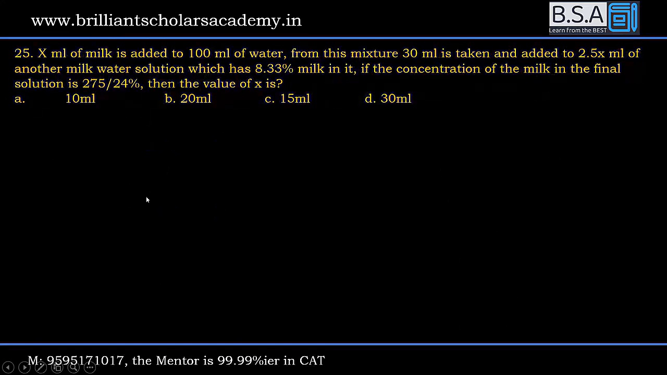Moving on. Try this. X milliliter of milk is added to 100 ml water. From this mixture, 30 milliliters is taken and added to 2.5x milliliters of another milk water solution, which has 8.33% milk in it. If the concentration of milk in the final solution is 275 by 24%, what is the value of X?